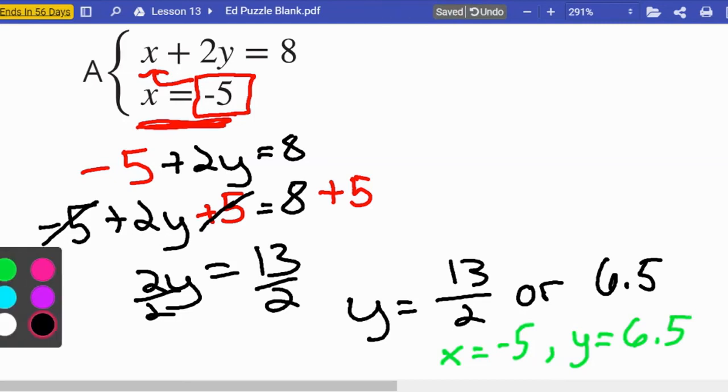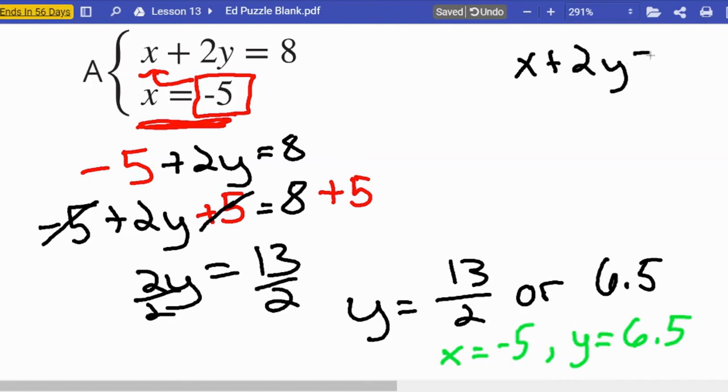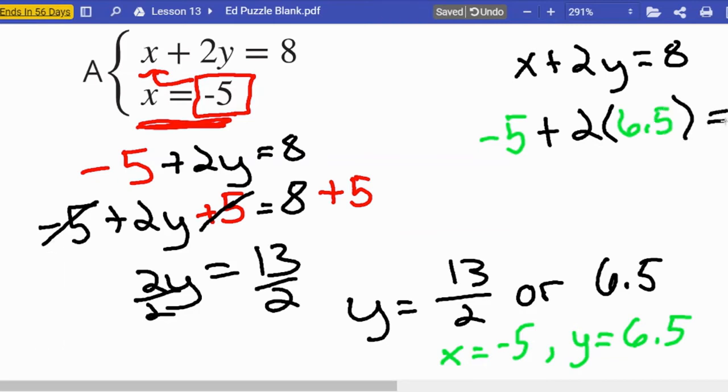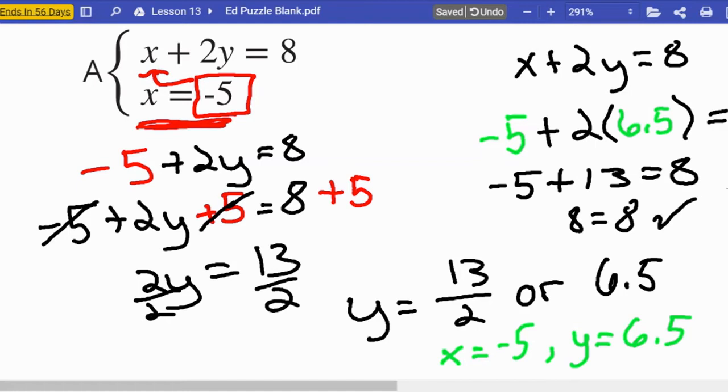Now we need to go back and check our work. So we go back to this top equation, x plus 2y is equal to 8. And we need to substitute in x and y. So -5 plus 2 times 6.5 is equal to 8. So we're left with -5 plus 13 is equal to 8, and 8 is equal to 8. So we're good there.